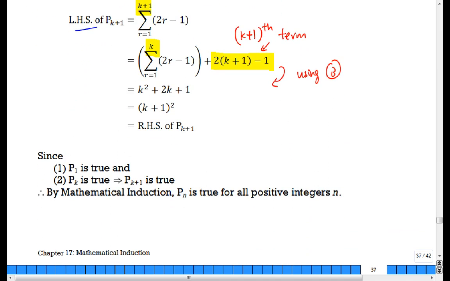Then we say, therefore, Pk true implies Pk plus 1 true. And then your conclusion.